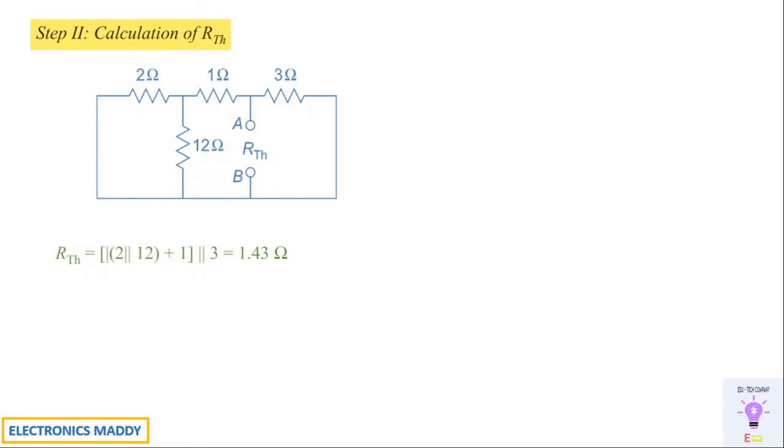Again, the effective combination of 2 ohm and 12 ohm connected in parallel will be in series with 1 ohm. Add that with the 1 ohm resistor. Again, the overall combination will be in parallel with respect to 3 ohm. So once you get this value, you have to do again the parallel combination formula, RP is equal to R1 R2 by R1 plus R2. That is simply represented in this form. If you have any doubts with respect to simplifying resistances connected in series or parallel, refer to one of my previous videos, that is with respect to simplification of series and parallel resistors. That will give you a clear picture of how to solve these types of problems. So you'll be getting RTH is equal to 1.43 ohms in this case.